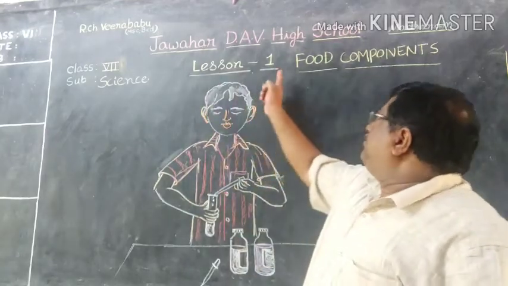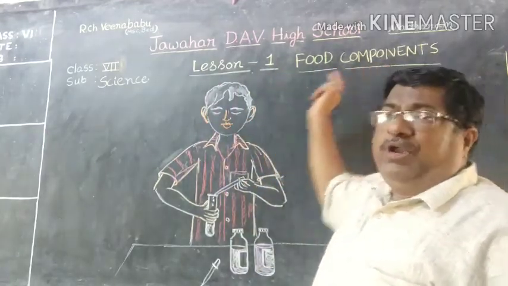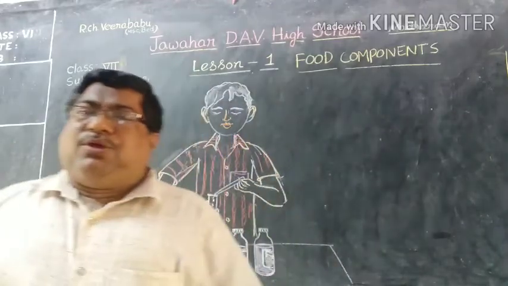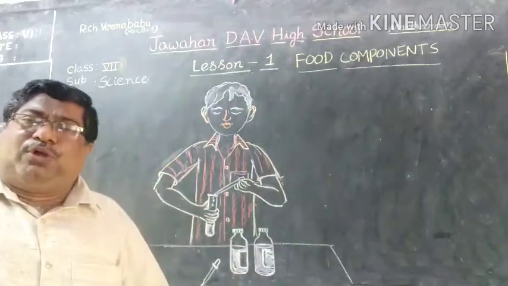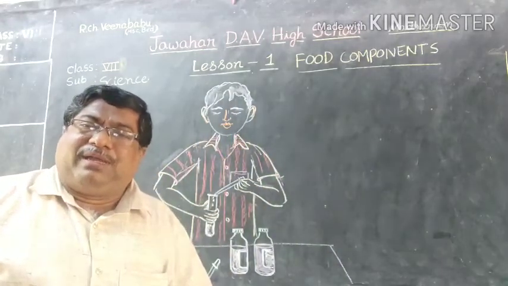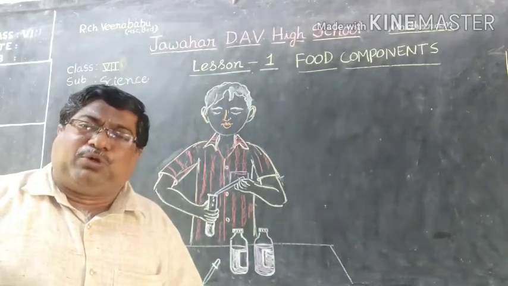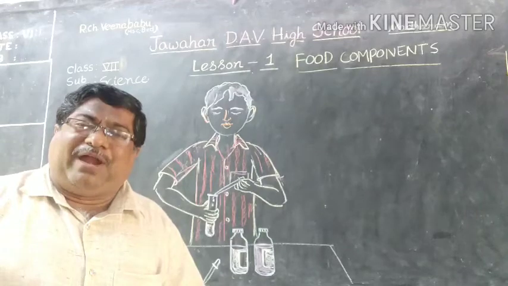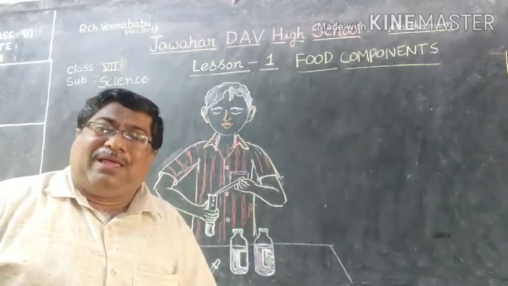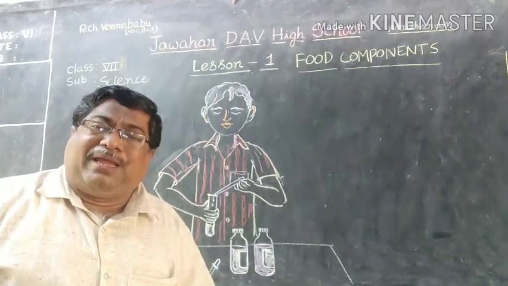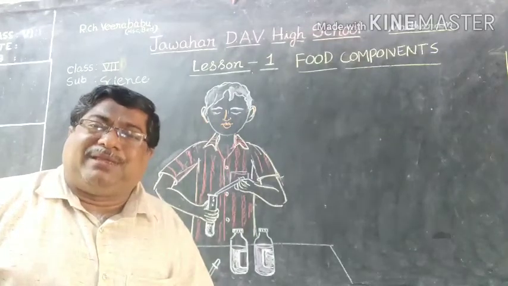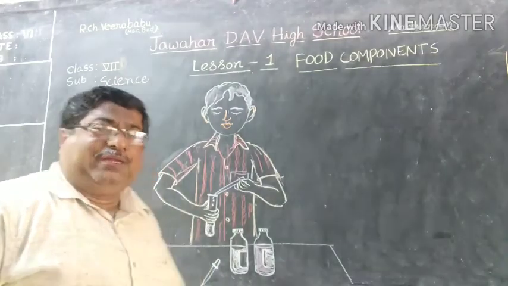First lesson, food components. Previously, you know the experiment number 1, test for the starch. Experiment number 2, test for fats. Now this is the experiment number 3, and this experiment is test for proteins.